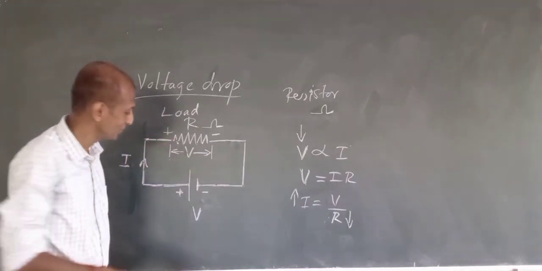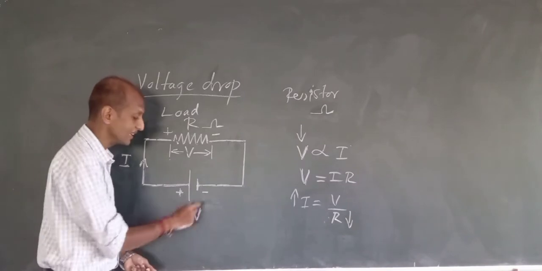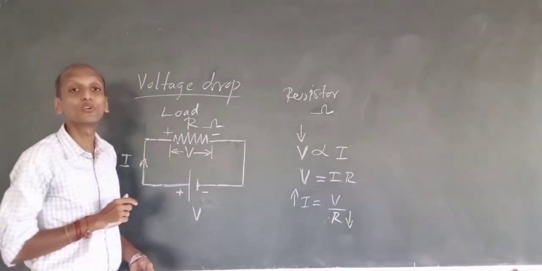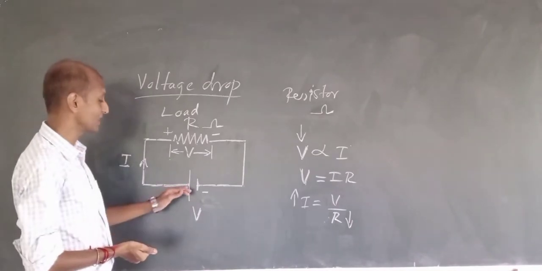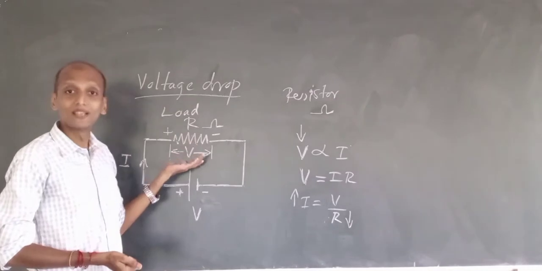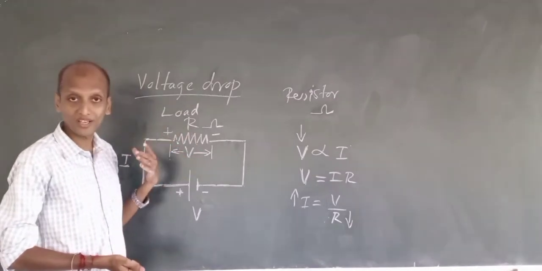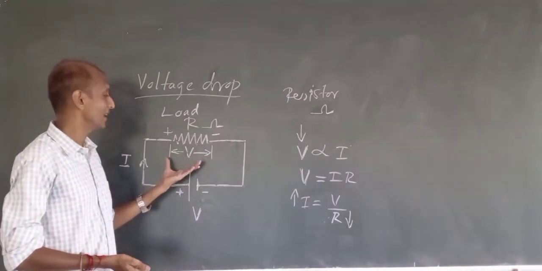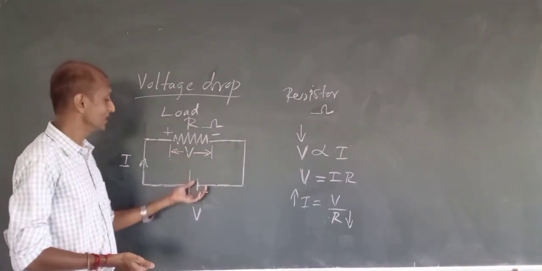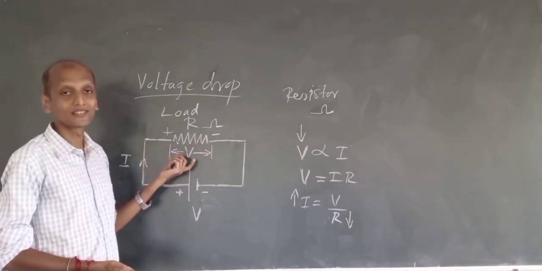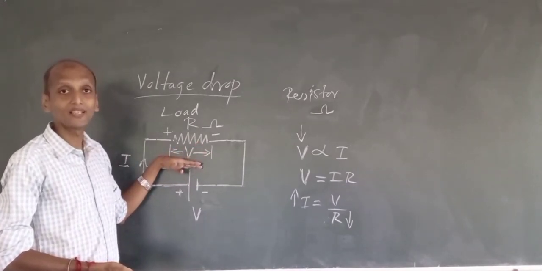Is that clear? So this is how I can say that the total voltage will be dropped across the resistance V. So this is what? Voltage drop. Okay, so whenever the current flows through, and if I have some resistance or some load, the load will definitely have certain resistance, and because of this resistance, the voltage will be dropped across the resistor which has been connected at the load.